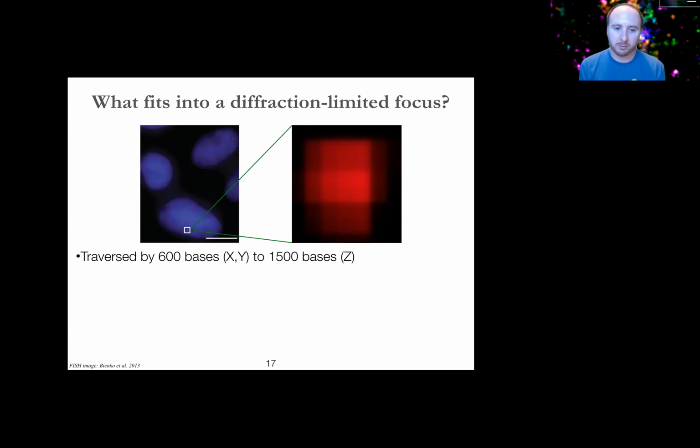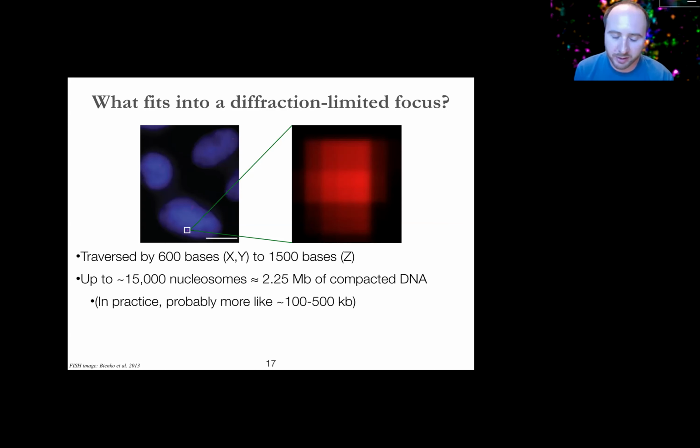So what does that practically mean in terms of these imaging experiments? If you think about what would be bounded by this, you could, for instance, take relaxed B-form DNA and stretch it out, and that would get you about 600 bases across in the lateral dimension and maybe 1.5 kb in the axial dimension. But of course, in the context of a 3D genome in the nucleus, we don't really think of naked relaxed B-form DNA. So if we do a thought experiment and some back of the envelope calculations thinking about chromatinized templates, I think you could in theory fit somewhere on the order of 15,000 nucleosomes, which would be a couple megabases of compacted DNA into that volume. Let's say in practice, that's probably not likely, having imaged a lot of FISH spots in my career. So I think anything above a couple hundred kilobases is likely going to give you a larger than diffraction limited spot.